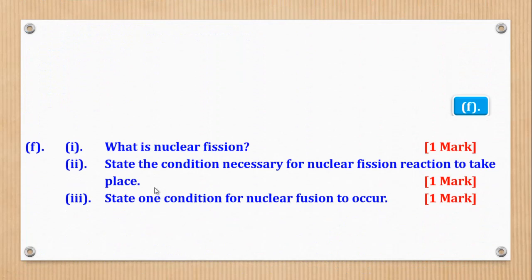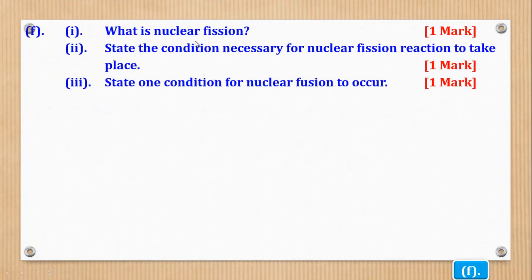Then part F, Roman 1, what is nuclear fission? And Roman 2, state the conditions necessary for nuclear fission reaction to take place. And Roman 3, state the condition for nuclear fusion. Know this word, here it was fission, now it is fusion.